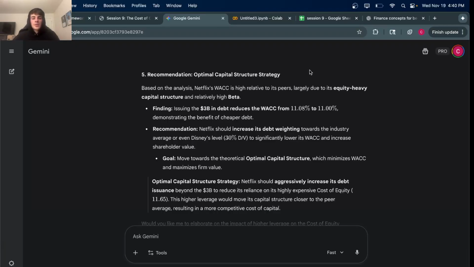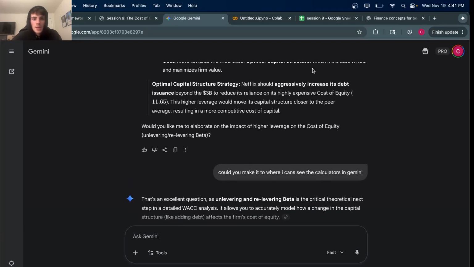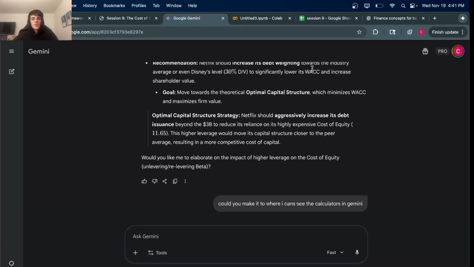And how would we do this is we would move towards a theoretical optimal capital structure which minimizes WACC and maximizes firm value. So the strategy basically is Netflix should aggressively increase its debt issuance beyond the $3 billion to reduce its reliance on its highly expensive cost of equity, 11.65%. And this higher leverage would move its capital structure closer to the peer average, resulting in a more competitive cost of capital.